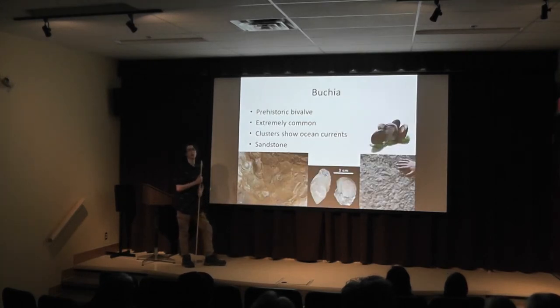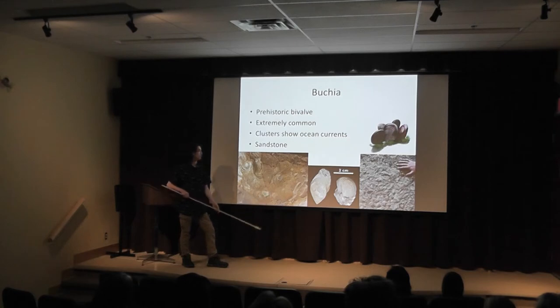An extremely common fossil found in the Harrison sites is Buchia. Buchia are a prehistoric clam, or bivalve, and most of these fossils form in huge clusters. And paleontologists say this is because of the strong ocean currents pushing these many shells into the inlets, which are being fossilized in sandstone.